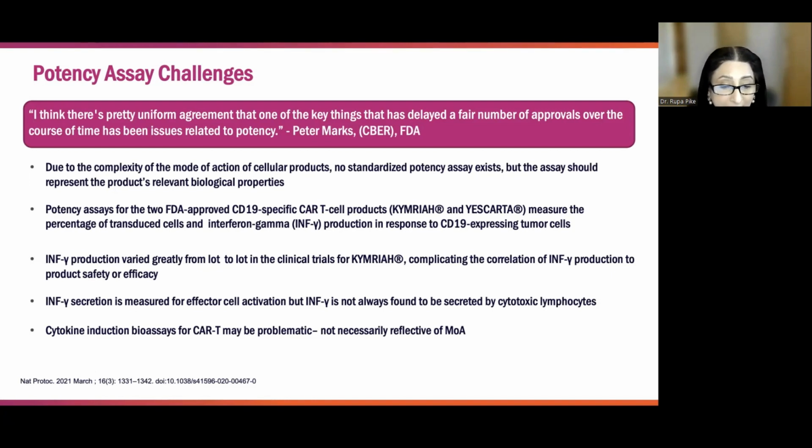And on the top, I have actually listed a quote from Dr. Peter Marks. He says, "I think there's pretty uniform agreement that one of the key things that has delayed a fair number of approvals over the course of time has been issues related to potency." So the regulatory agencies admit that there is a problem.